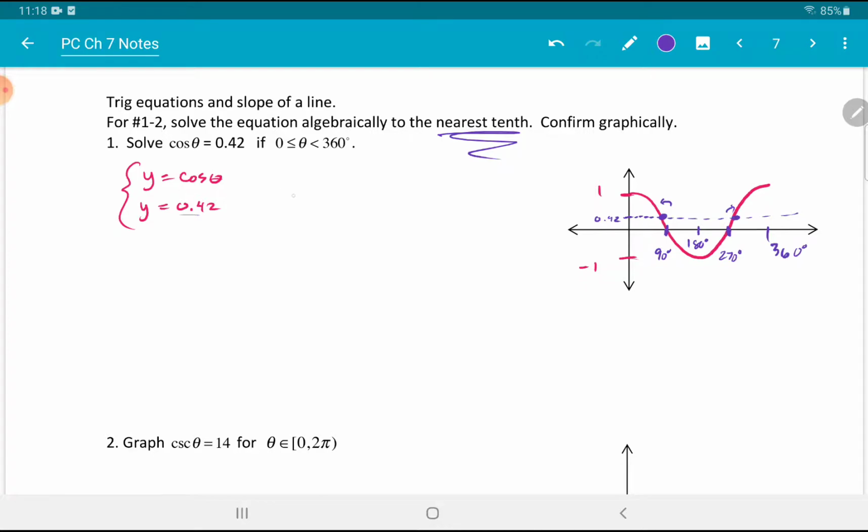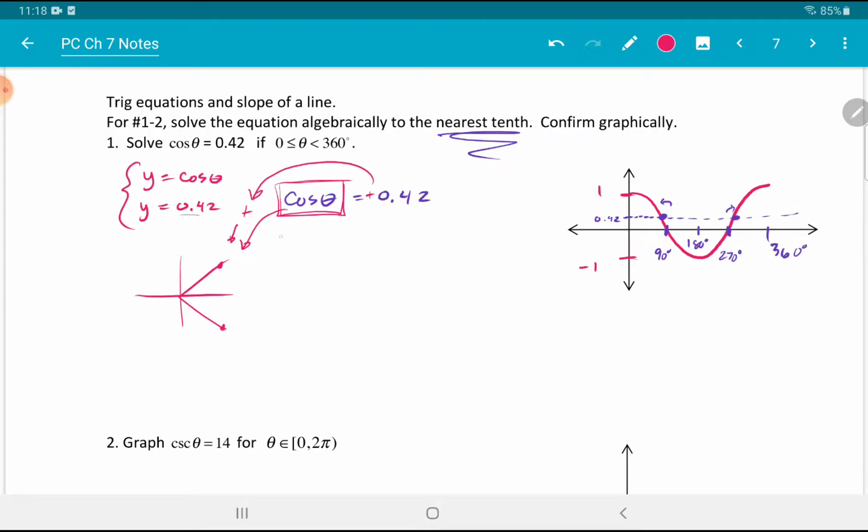So keeping in mind that cosine of theta is equal to 0.42, before I set up inverse operations, remember what we had just mentioned previously: when you see that your trig function is isolated, this is where you want to be creating a mental picture of where this trig function gives you, in this case, a positive value. Okay, so since this is a positive 0.42, when does cosine give you a positive value? Well, that would give us a positive value in quadrant 1 and quadrant 4. So we want to make sure we find values in quadrant 1 and quadrant 4.